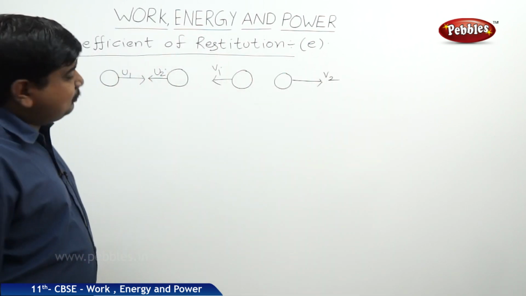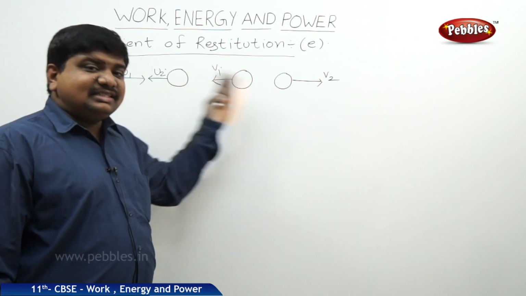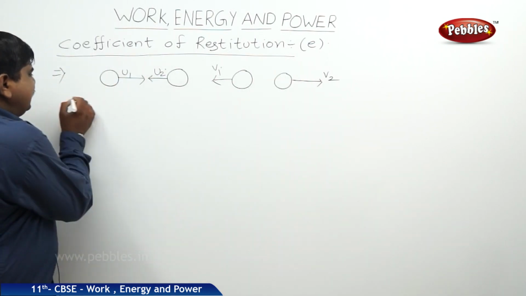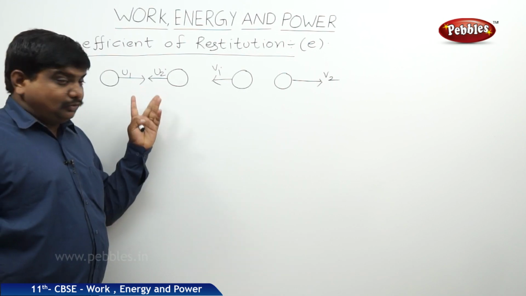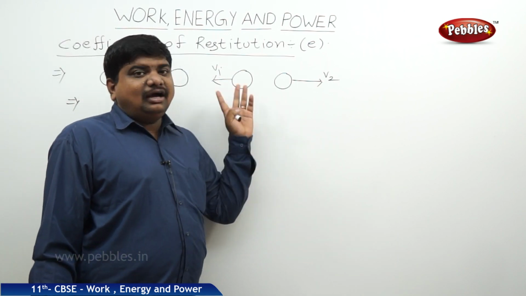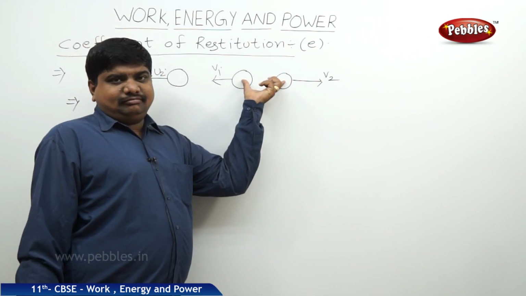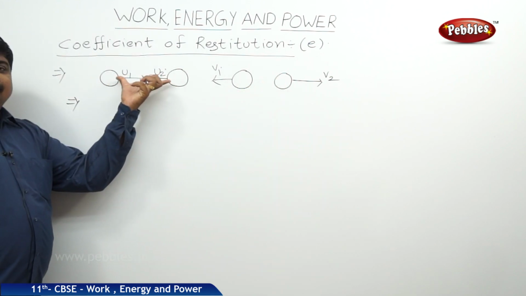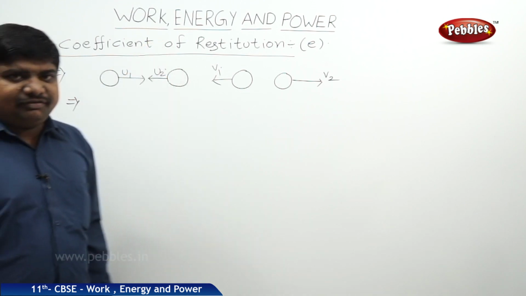In perfectly inelastic collision, they both will move with a common velocity in a common direction, but in elastic collisions, they both will separate in two opposite directions. So, while they are approaching, we should find the relative velocity of approach before collision. While they are separating, we should find the relative velocity of separation after collision. The ratio of the relative velocity of separation after the collision to the relative velocity of approach is called the coefficient of restitution.